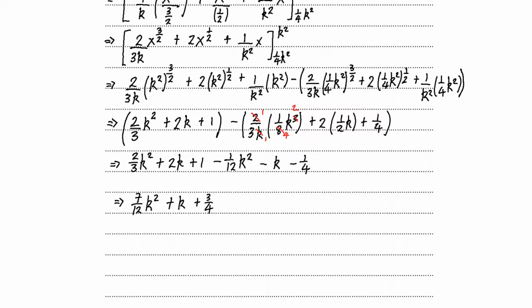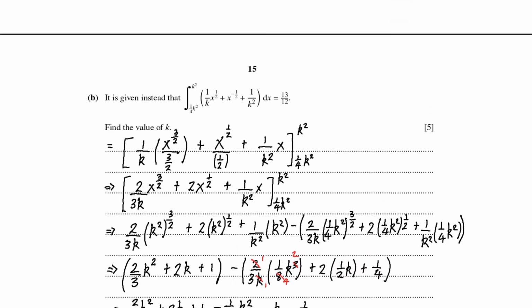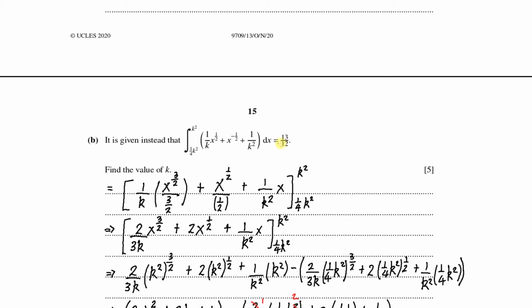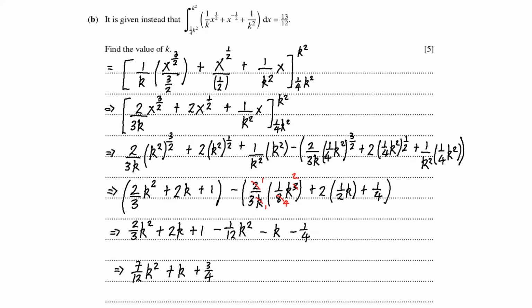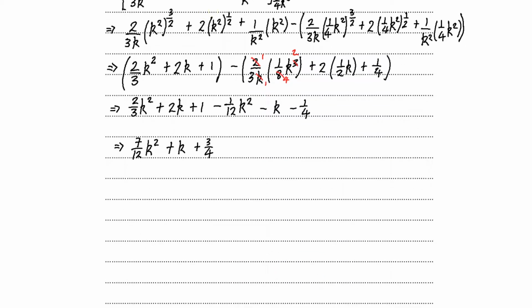Now from the question, they say that the integral should be equal to 13 over 12. So we're going to equate this to 13 over 12. From here, I'm going to multiply both sides by 12. Multiplying this by 12, we get 7k squared, and 1 times 12, that's 12k, and 3/4 times 12, we get 9, and that's equal to 13.